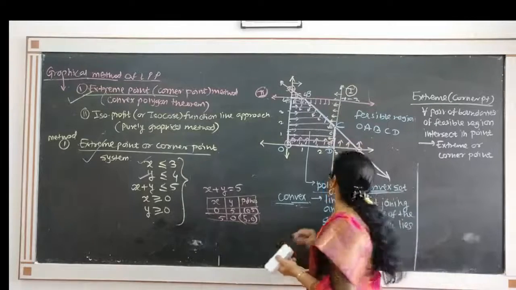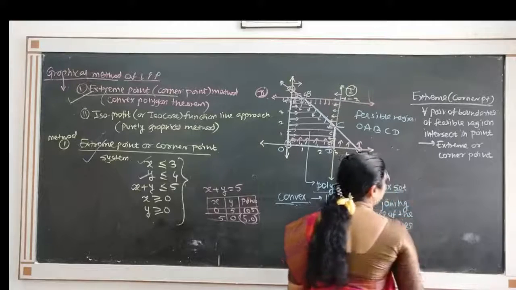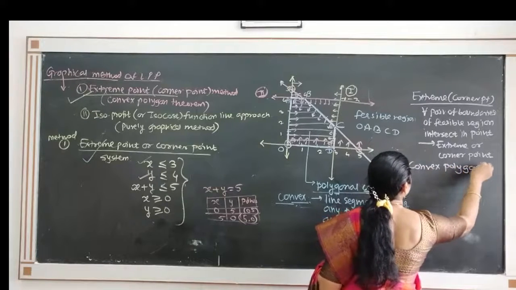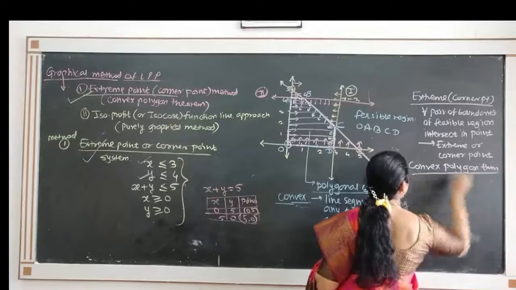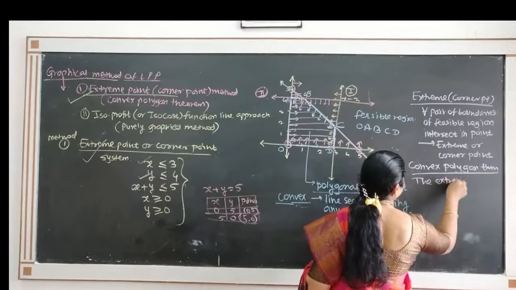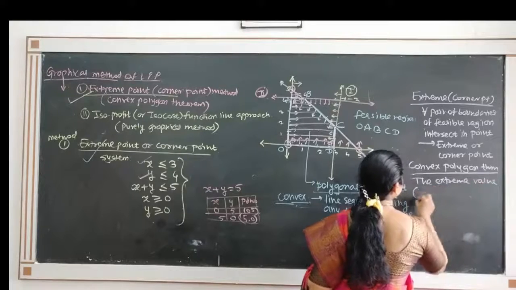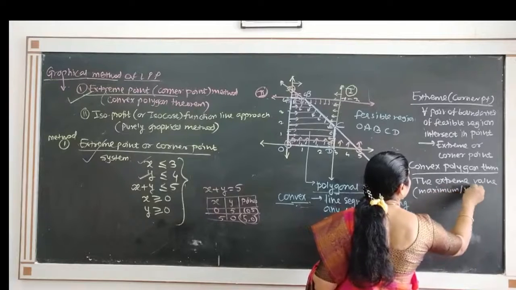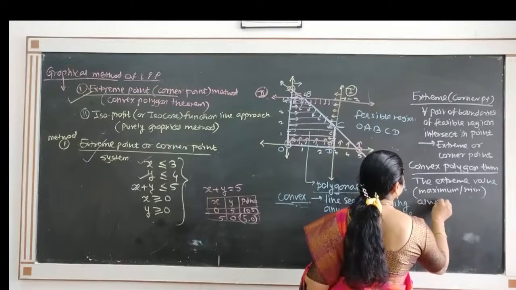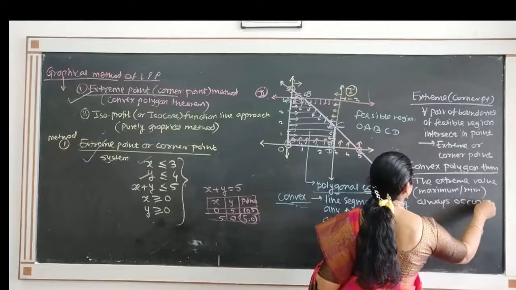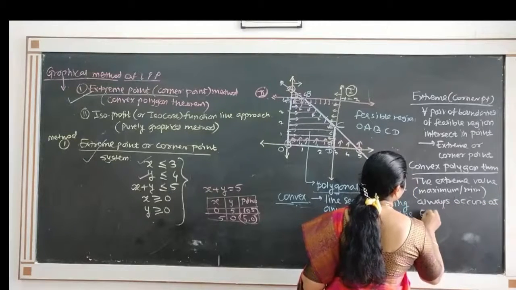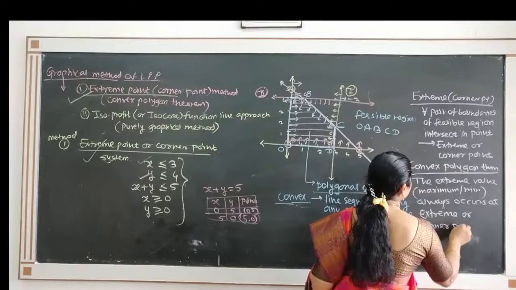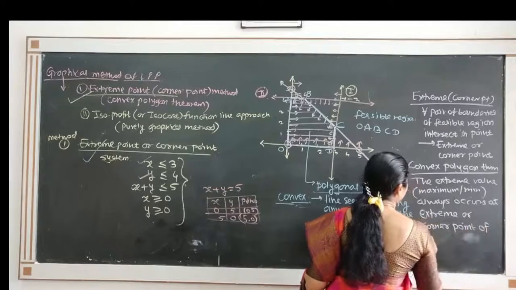And then once you get this idea, the last is the convex polygon theorem, and it says that the extreme value, which may be maximum or minimum, that is the optimum value, always occurs at an extreme or corner point of the feasible region.